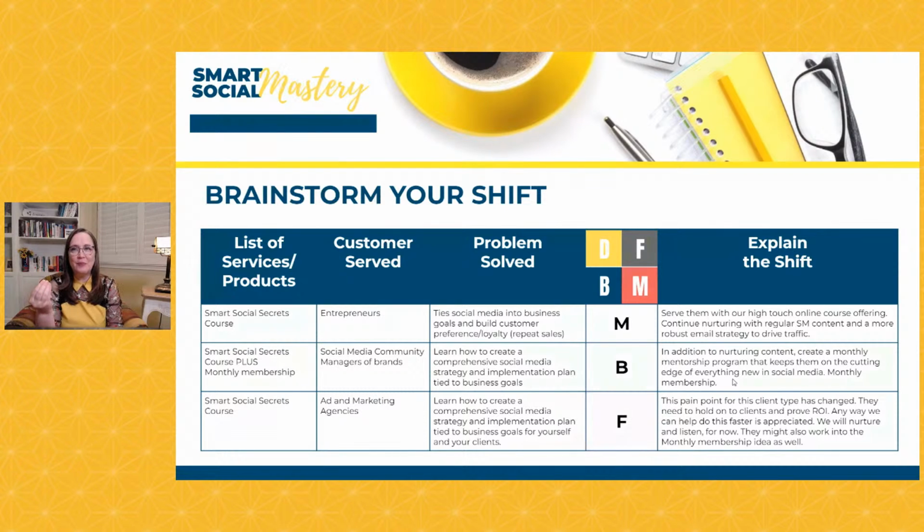And then the third thing I have here is the Smart Social Secrets course again, and I wanted to do it faster. So the pain point for this client type has changed. Really, I was looking at ad and marketing agencies. A lot of agencies will hire us to come in and help them put together their social media marketing strategy that they're going to use with clients and also for their business. The big problem with social media, marketing, advertising and PR agencies is that we don't necessarily promote ourselves very well. But really the pain point for this has changed. They need to hold on to clients and prove ROI right now. So we wanted to do this faster.